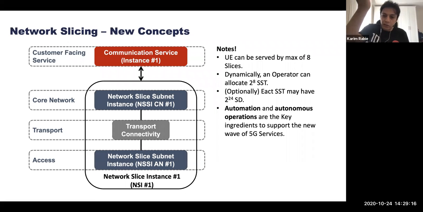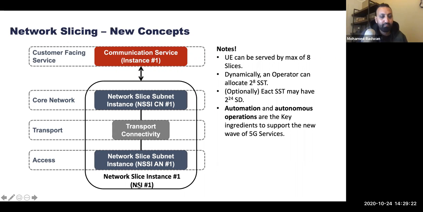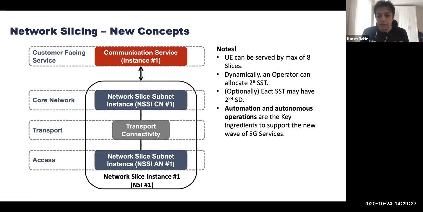Each customer facing service, each product maps to something called a network slice instance, NSI. So NSI is a full end-to-end slice that is constructed from 3 network slice subnets.